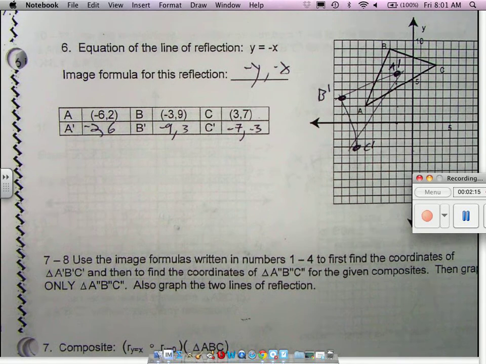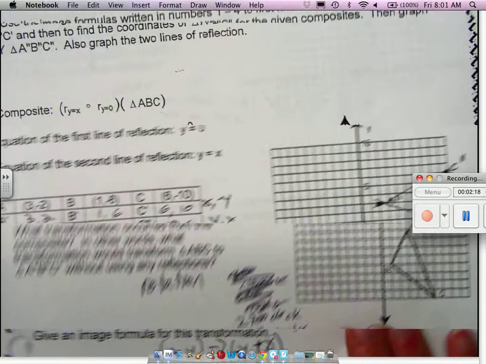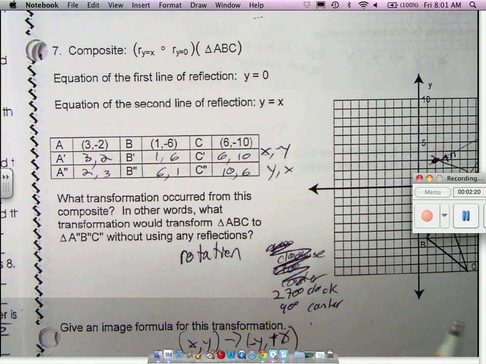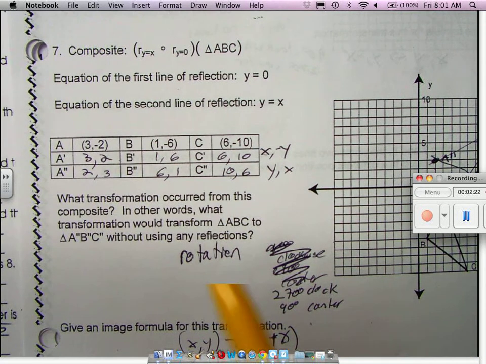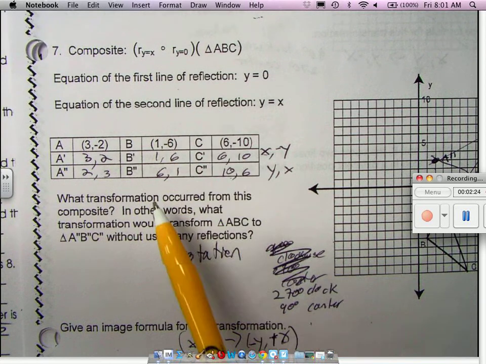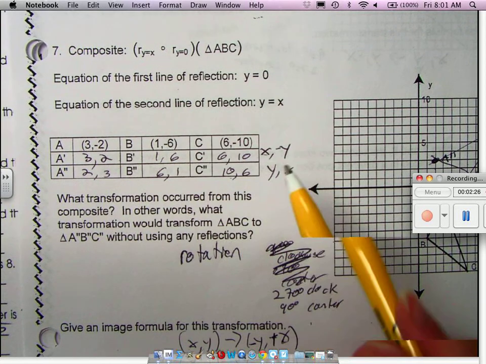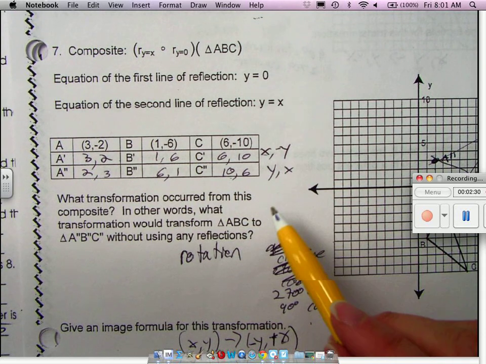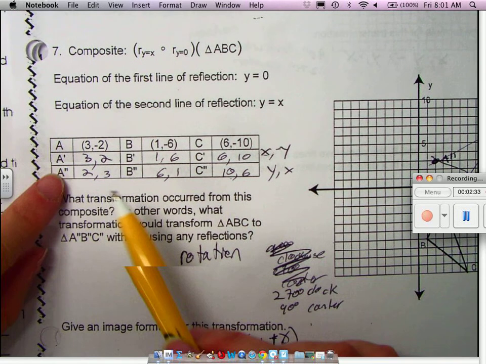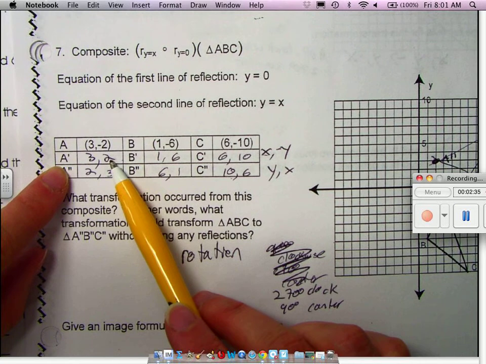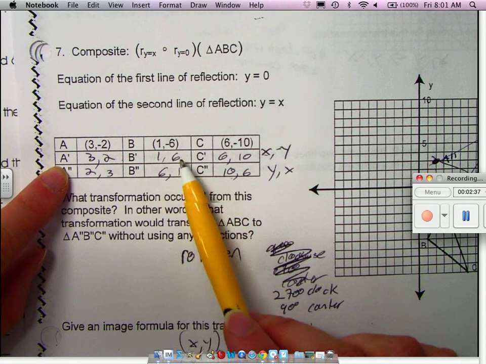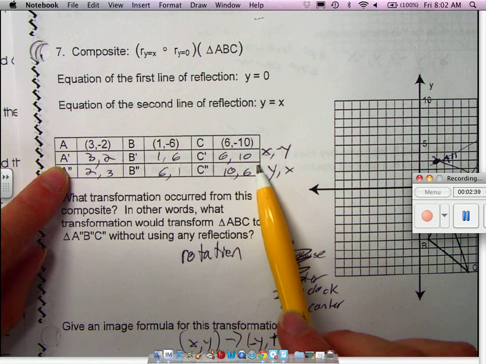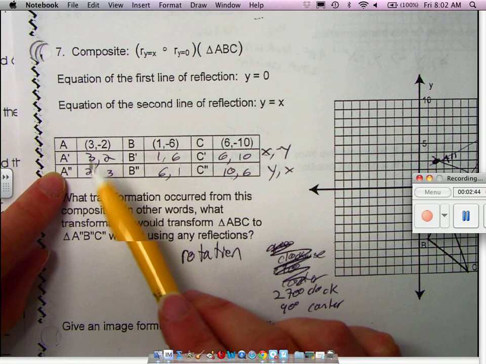Next is number 7. Number 7 is where we're doing 2 reflections. It's the first time we're doing 2. We're going over y equals 0 first, so that image formula is (x, -y). And then we're going over y equals x, which is (y, x). So my first one, A naught, is (3, 2), (1, 6), and (6, 10). I just changed the sign of the second one. Now I've got to flip.